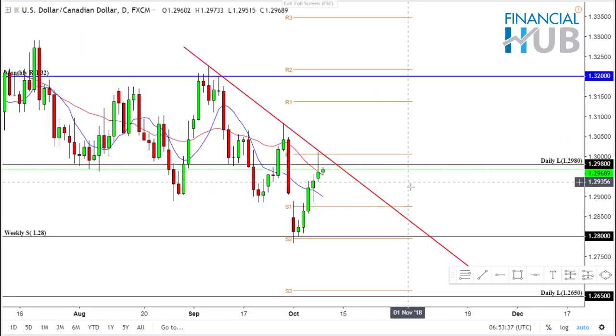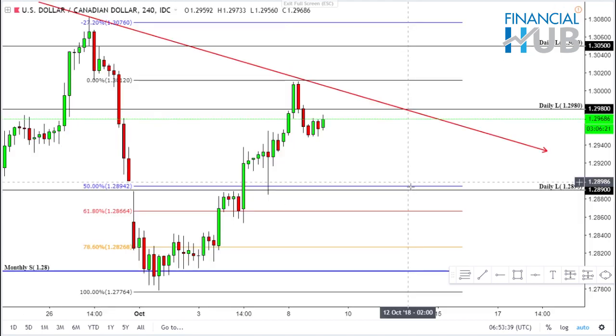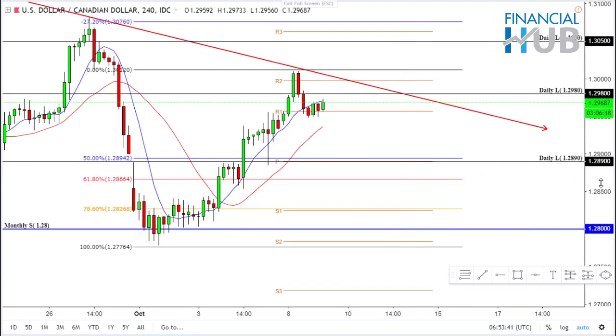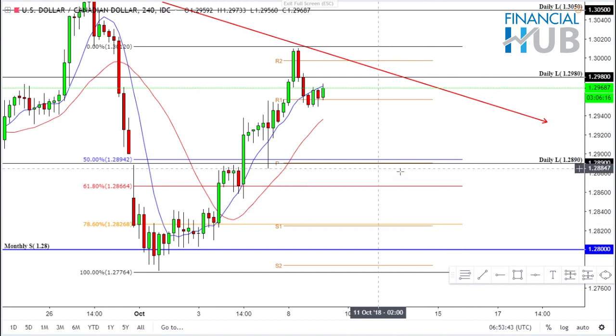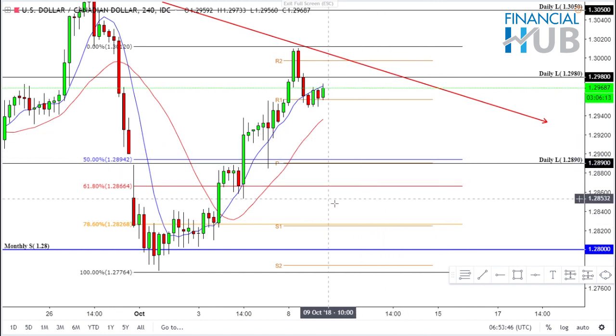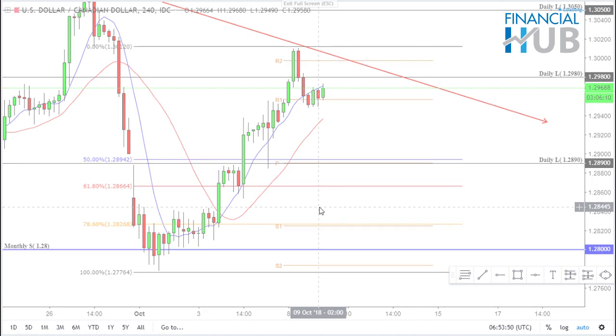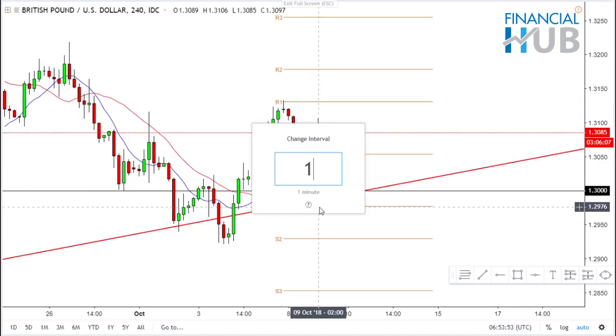USD CAD. I'm a seller at this point. I'm looking for short plays. If the markets don't take out the 1.2980 level, I'll be looking for short plays. Buy plays if the market gets to this level, which is highly probable to happen. So I'm looking for that also.